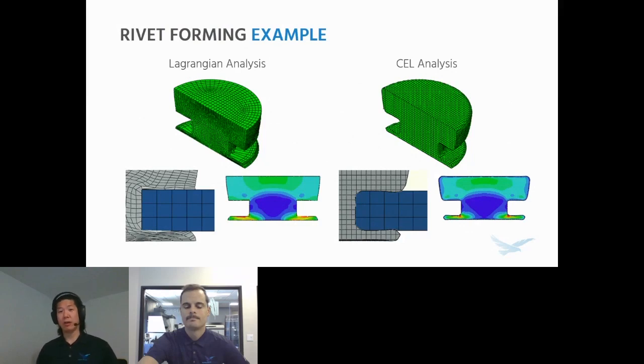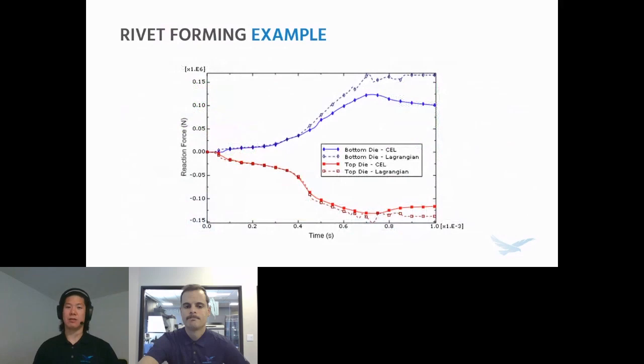A good way to compare these two is by looking at the reaction forces on the two dies at the top and bottom. And you can see that for the first part of the analysis, before the deformations get too large, they actually track really closely. It's only once we start to get that mesh distortion that we have a bit of a problem: the pure Lagrangian case gets a little bit noisy and the results get a little bit less accurate. And you can see that the CEL approach does work better here.